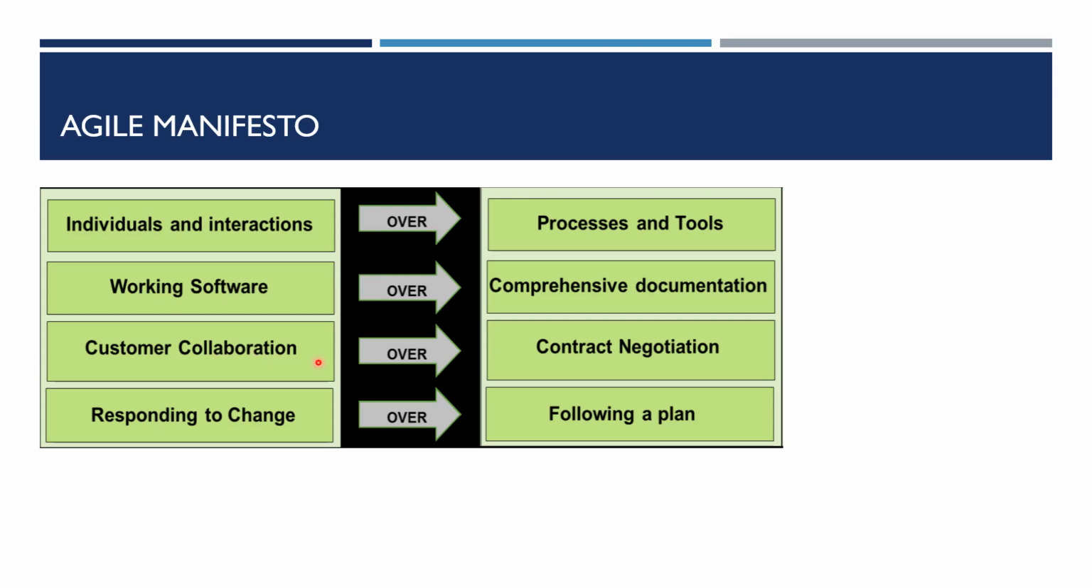The third one here is customer collaboration over contract negotiation. So the focus is to collaborate with the customer. The customer is really part of the team. The product owner who is from the customer side is part of the team.